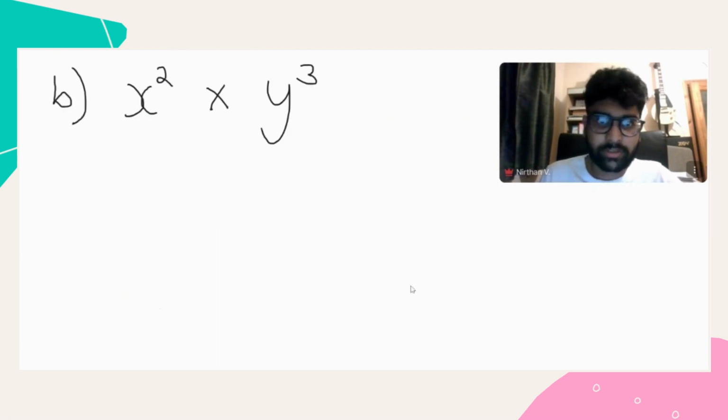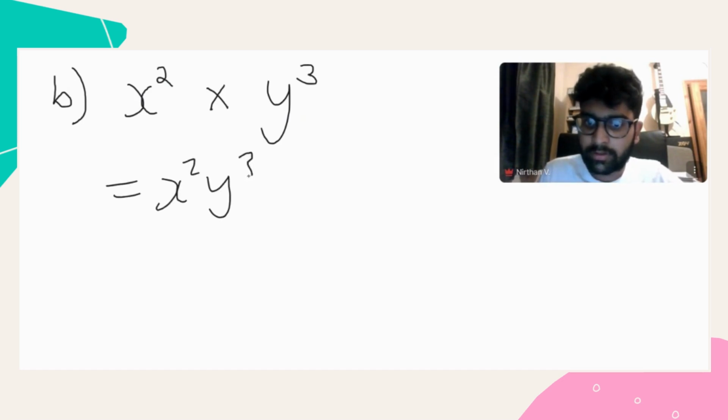Now let's look at another example. Here we have x squared times y cubed. Now here the bases are different, so that means we cannot add the powers together, so we just leave the answer as x squared y cubed. Now don't fall into the trap here of just adding the powers together anyways, because that will just lead to the incorrect answer.